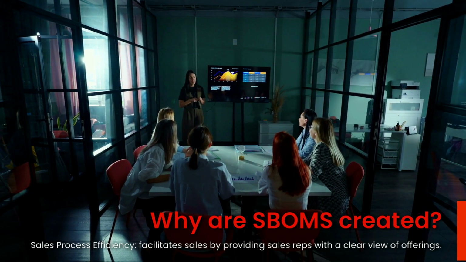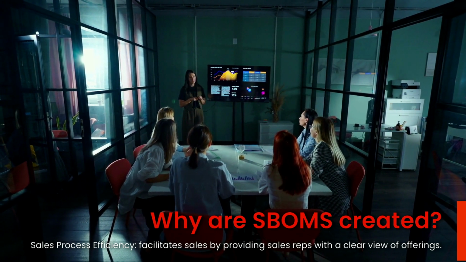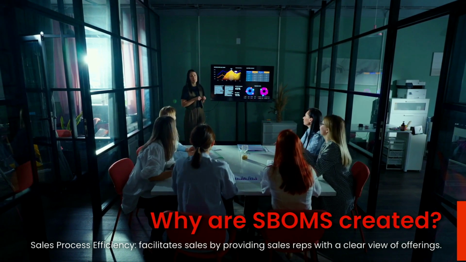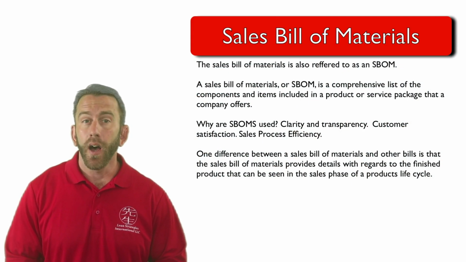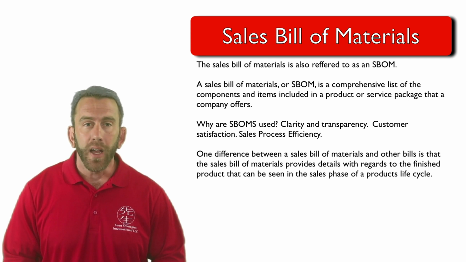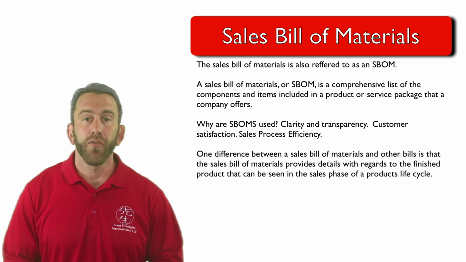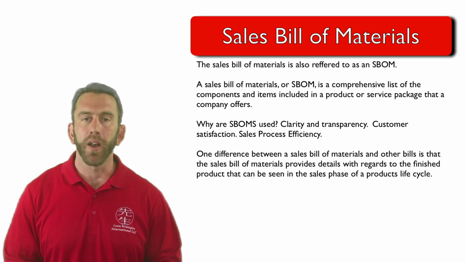This type of bill of materials facilitates the sales process by providing sales representatives with a clear understanding of a product's offering. One difference between a sales bill of material and other bills is that the sales bill of material provides details with regards to the finished product that can be seen in the sales phase of a product's life cycle.